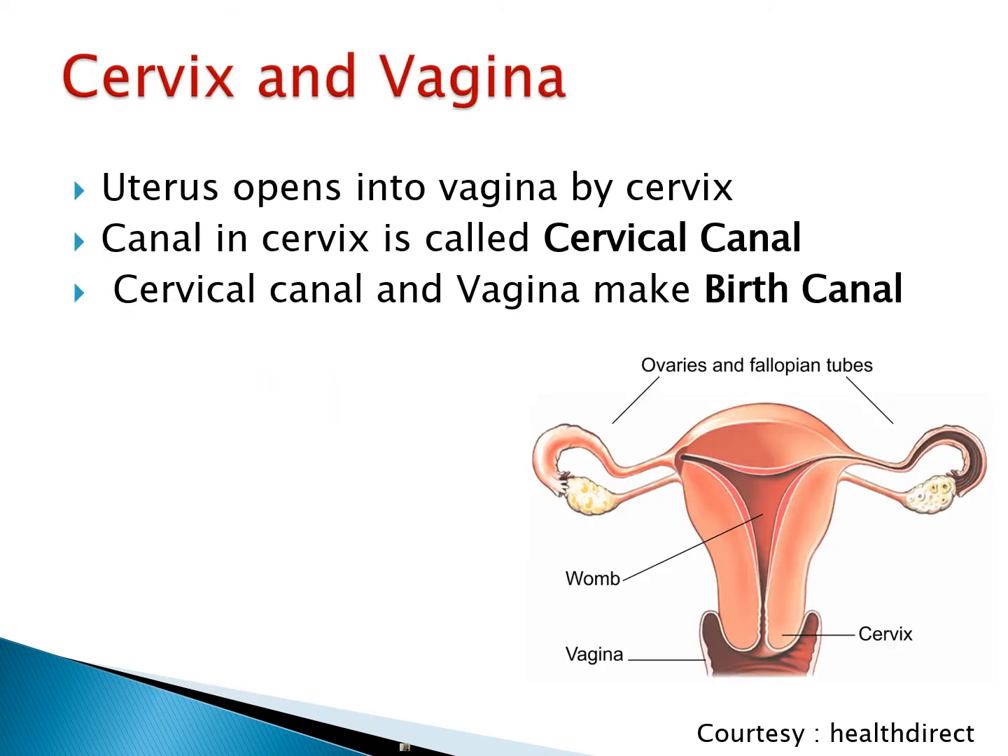The next important part is the cervix and vagina. The uterus opens into the vagina by the cervix, and the canal which is present in the cervix is called the cervical canal. The cervical canal along with the vagina makes the birth canal. So in the following diagram you can see both the cervix as well as the vagina.